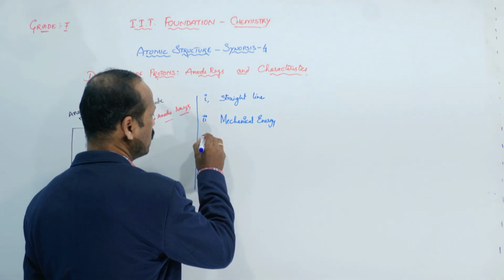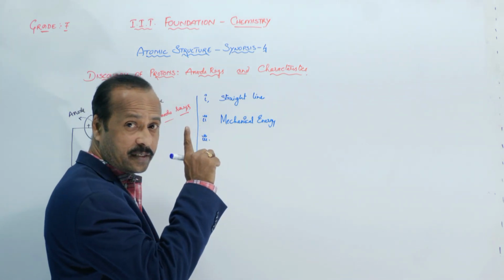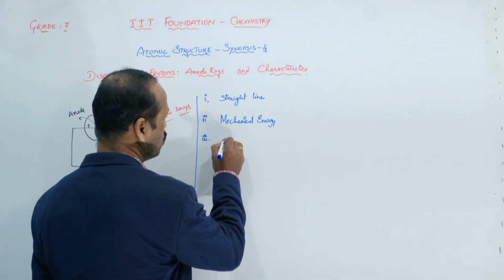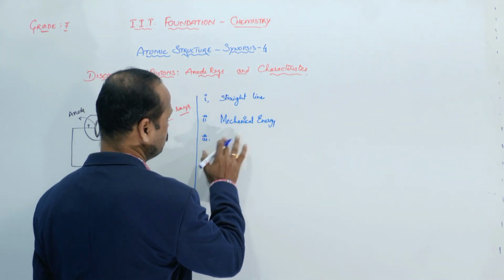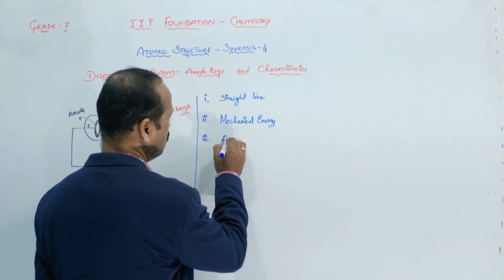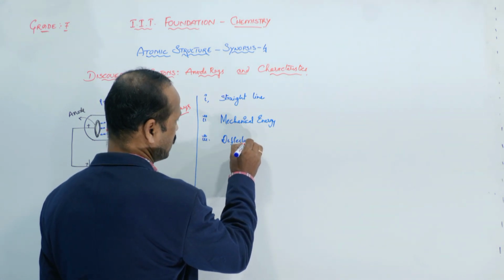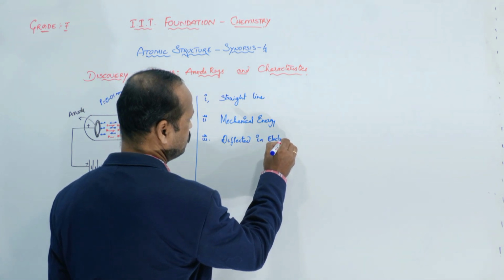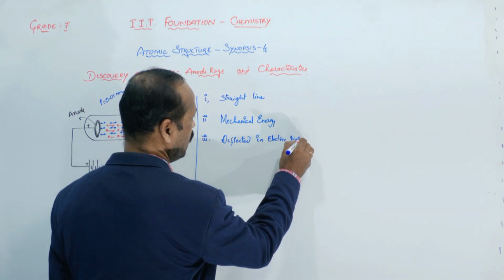And the third one is that cathode rays are deflected in the magnetic field. Sorry, in the electric field. Here also, these are deflected. Deflected means they change their direction. Deflected in the electric field.